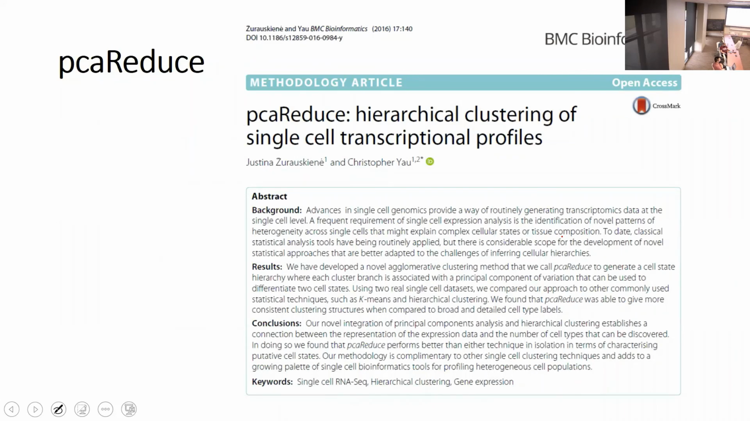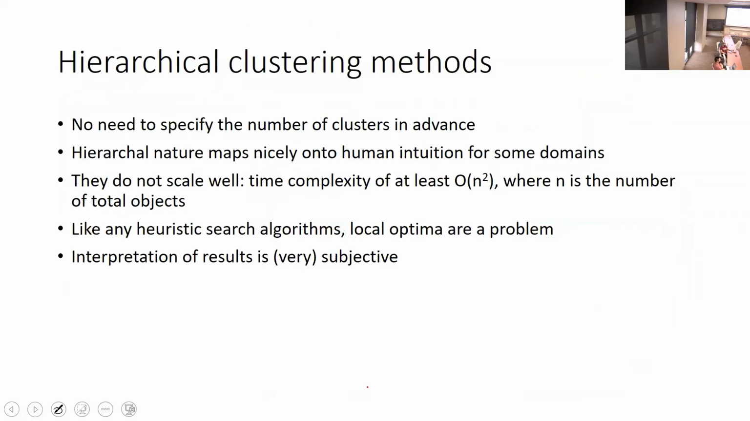Another algorithm is called PCA-reduce. This was published in 2016 in BMC Bioinformatics. So that's another example. People use hierarchical clustering to do this algorithm, to do this clustering.